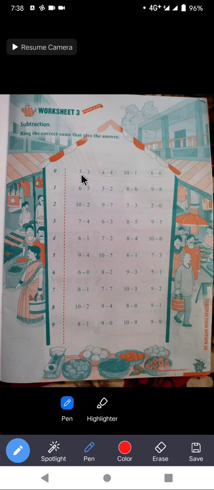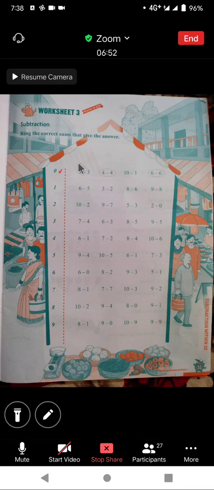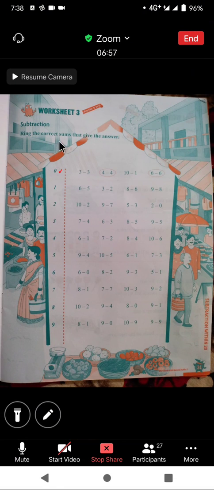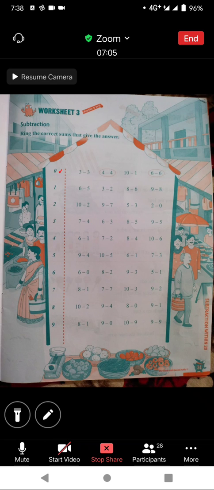Look here, we have 3 minus 3. So 3 minus 3 is, yes, 0. Zero. So we have to circle this one also. Yes, very good. This expression is giving 0. If we subtract 3 from 3, we'll get 0. So it means we have to circle this one also.